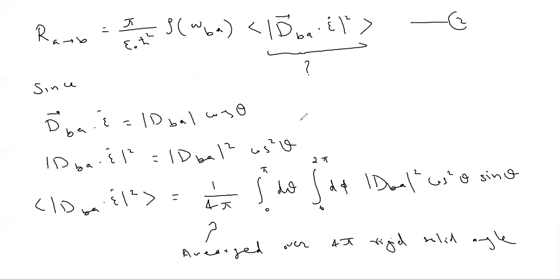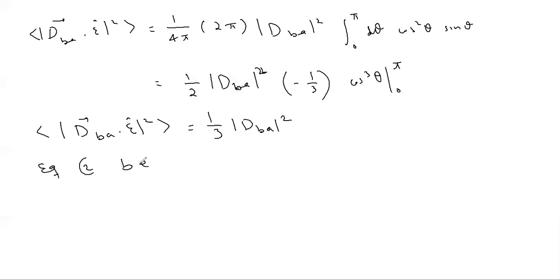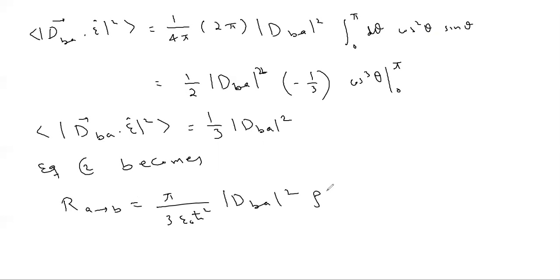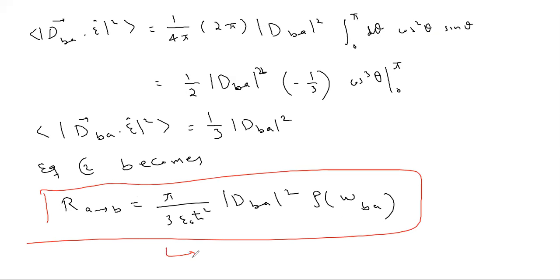Now, by equation number 2, this equation will become R_ab equals pi over 3 epsilon naught h bar squared times d_ba squared, and retaining the factor of the spectral density rho. Okay. The factor 3 shows that we have taken a random polarization. So the factor 3 shows the randomness in polarization.